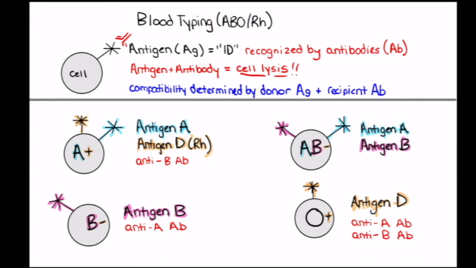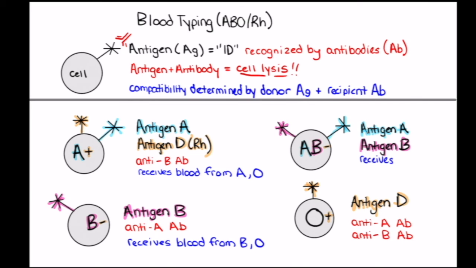So this means that an individual with A blood can receive blood from individuals with A or O blood, but not from someone expressing antigen B. An individual with B blood could receive blood from people with type B or O blood, but not from someone who expresses antigen A. An individual with AB blood could receive blood from people with A, B, AB, or type O blood. And lastly, an individual with type O blood could only receive blood from other individuals with type O blood.